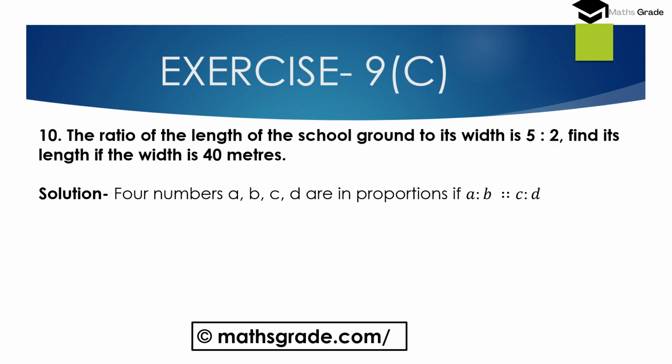Now question number 10. The ratio of the length of the school ground to its width is 5:2. Find its length if the width is 40 meters. If 4 numbers A, B, C, D are in proportion, then we can write A is to B is proportional to C is to D. Here 5:2, that is 5 divided by 2, is proportional to x divided by 40 meters, where x is the length.